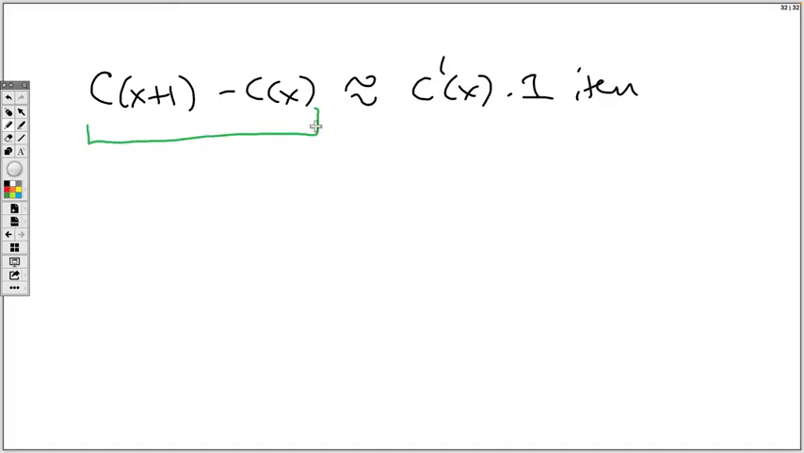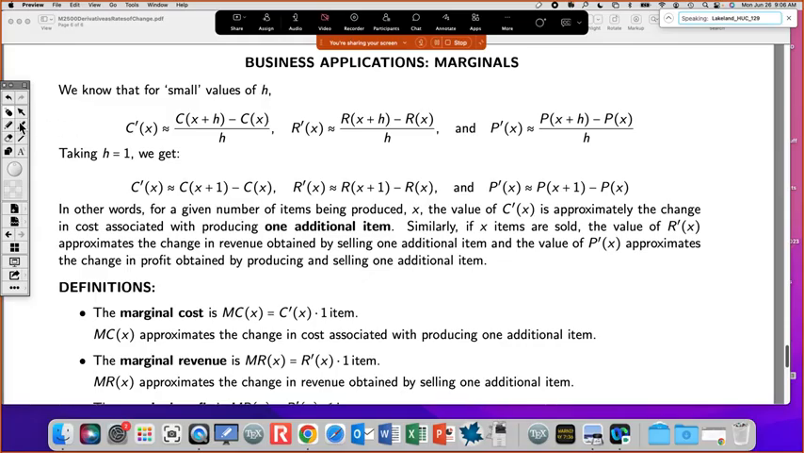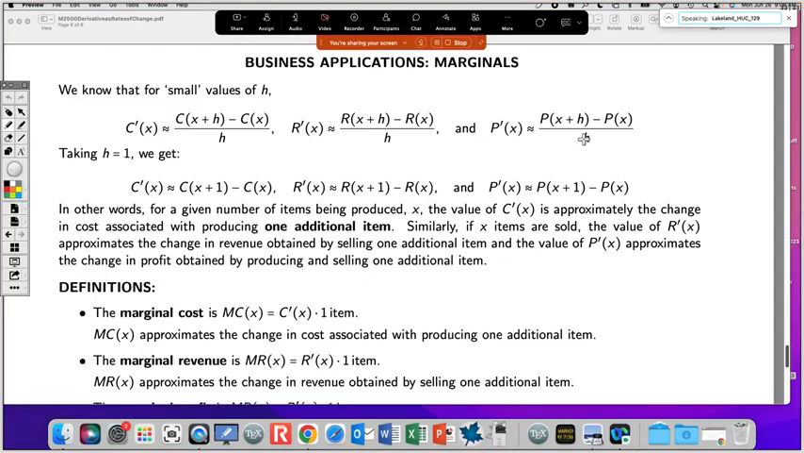Basically what this says is the additional money to make one more item is approximately equal to the derivative times one item. Does that make sense? The derivative would be dollars per item, and I'm multiplying it by one item. That's going to be the approximate additional cost. And you can do that with revenue, and you can do that with profit.